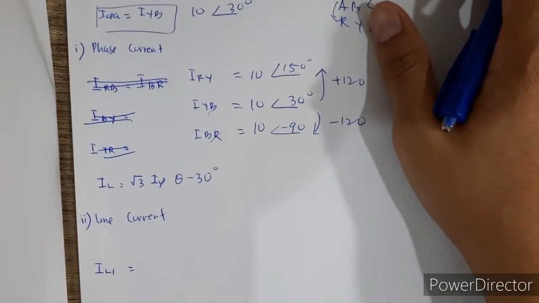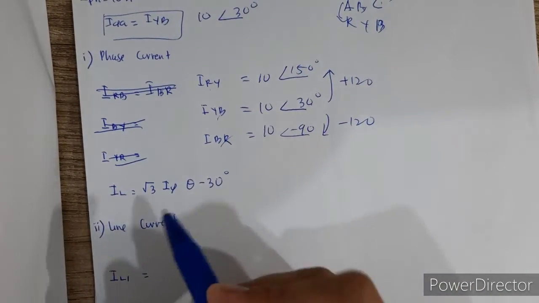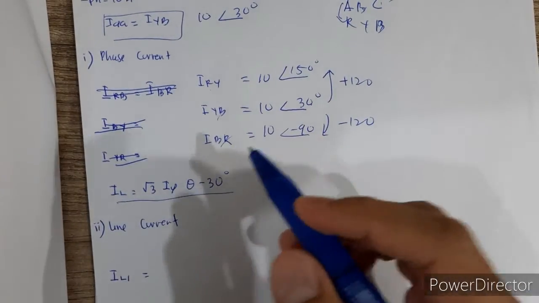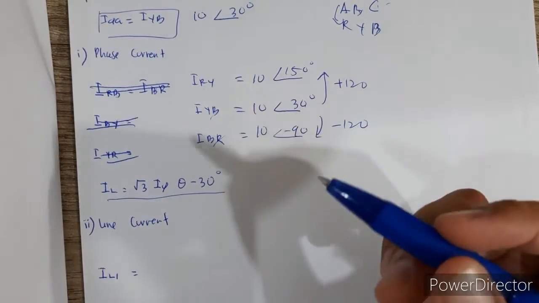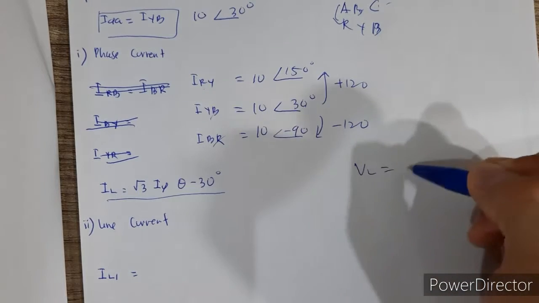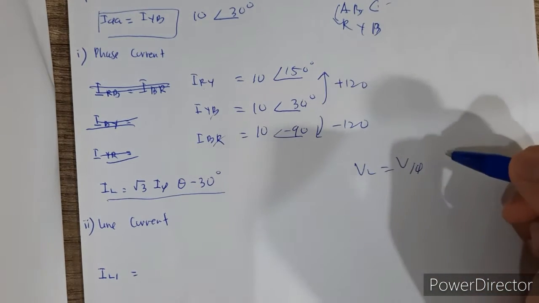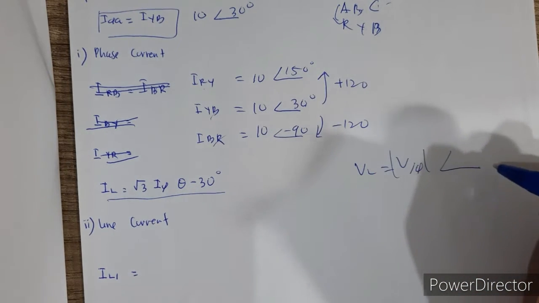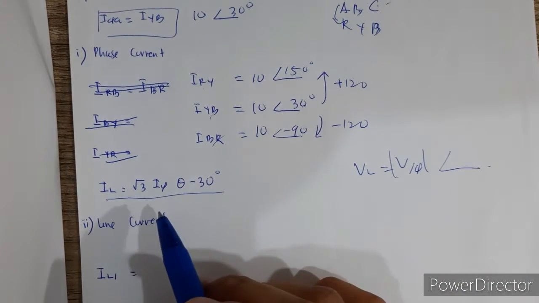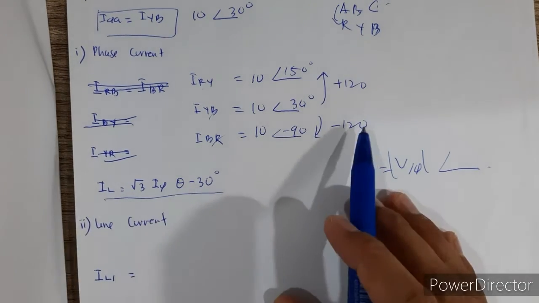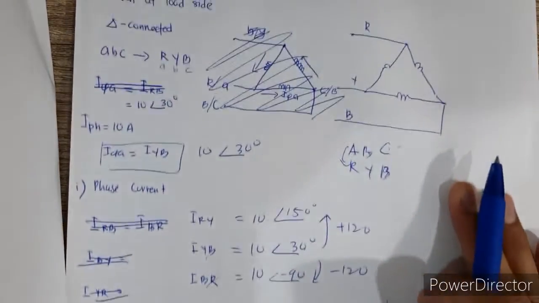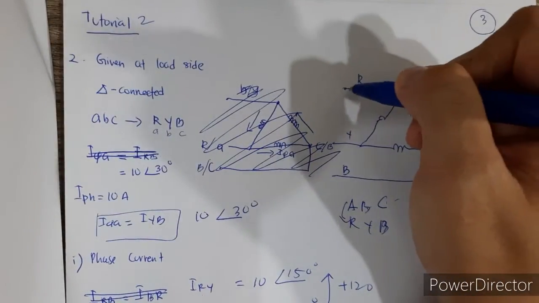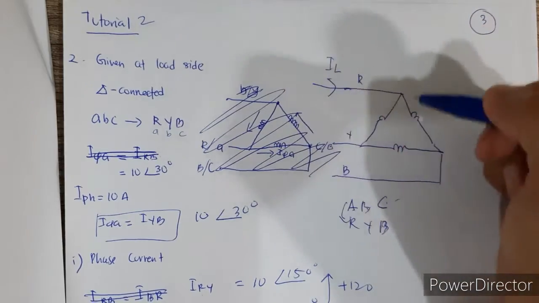Right, so the next one is for line current. Because this is delta, the similar parameter is that V line is equal to V phase, in terms of magnitude and angle, both are the same. But for current, it is different. So I phase is not equal to I line, because this is line, and then this is phase.